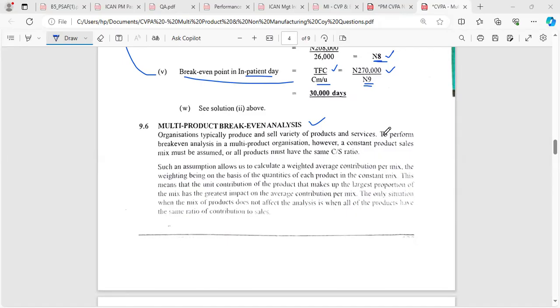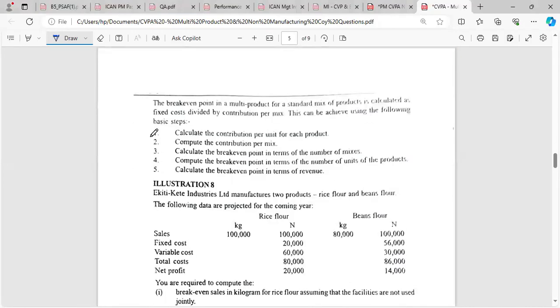This is quite very simple. The major thing that I will just let you know is the steps in attempting a question like this and some points that you just need to know. To perform break-even analysis in a multi-product organization, a constant product sales mix must be assumed and all products must have the same CS ratio. We're going to explain what this means.